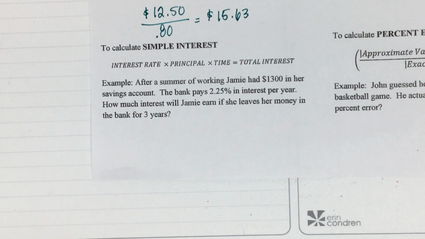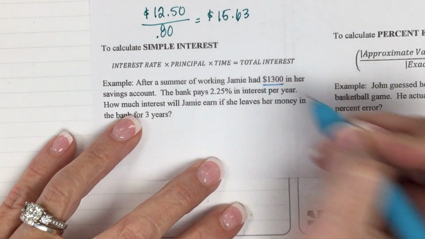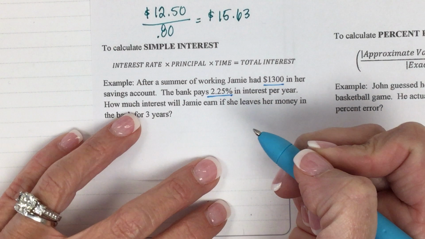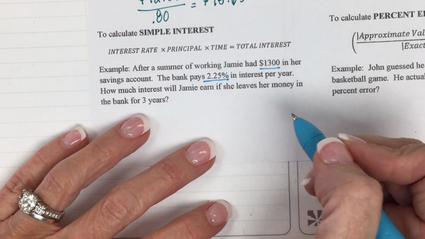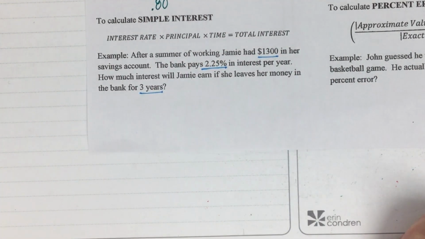So example, after a summer of working, Jamie had $1,300 in her savings account. The bank pays 2.25% interest per year. How much interest will Jamie earn if she leaves her money in the bank for 3 years? All right, let's get what we need here. She put $1,300 in. The bank pays her 2.25% interest, which is very inflated compared to how much you get now, okay? And the time is 3 years.